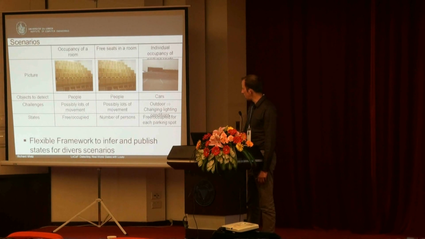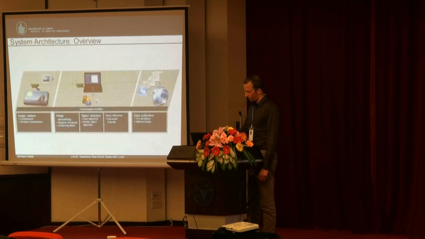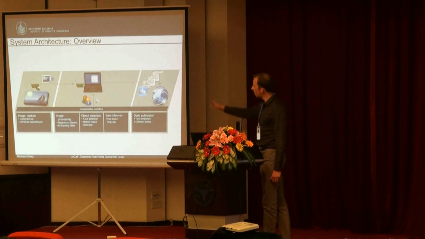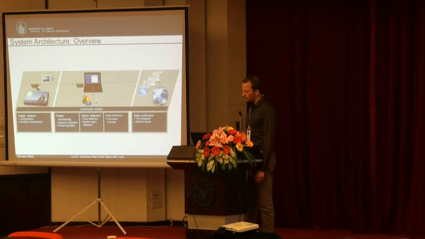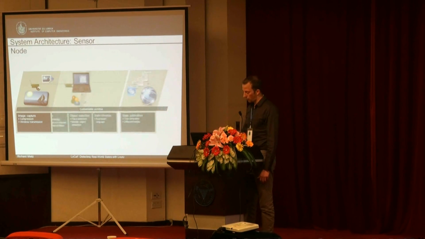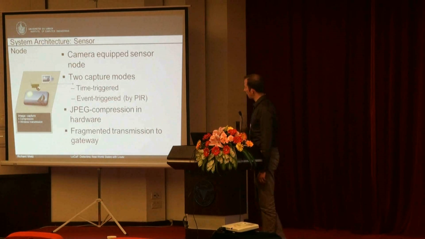And so we developed a flexible framework to infer and publish the states of these three scenarios and other scenarios on the internet. So this is our system architecture. On the left, we have the sensor node with the camera. In the middle, we have the gateway, where the sink is, and on the right, we have the internet. I will explain each of these three parts in detail now. So the first part is the capturing of the image. We have the sensor node equipped with a camera.